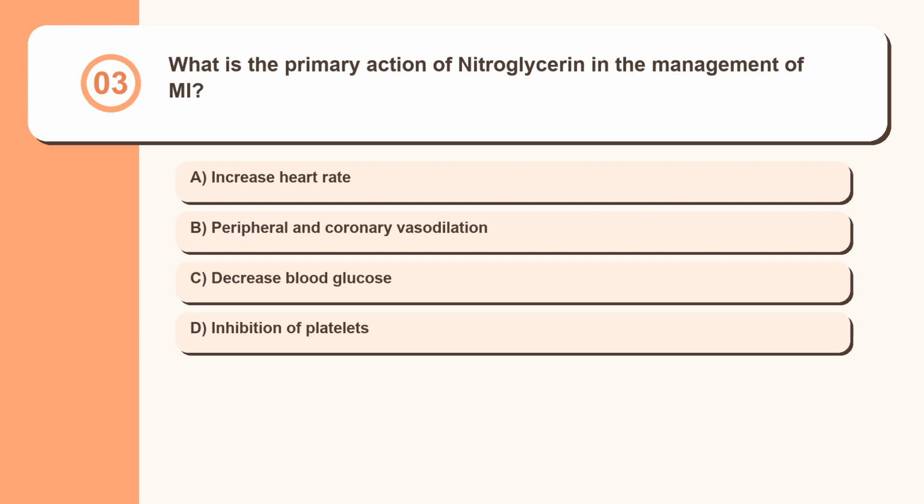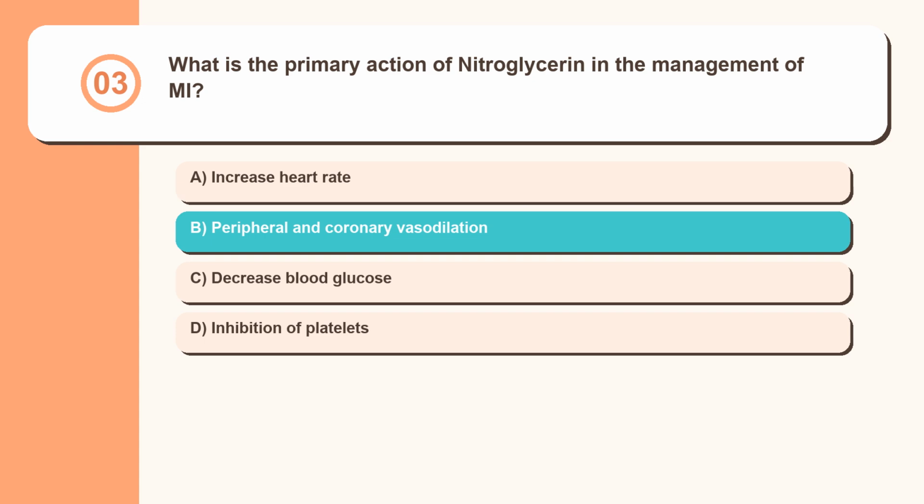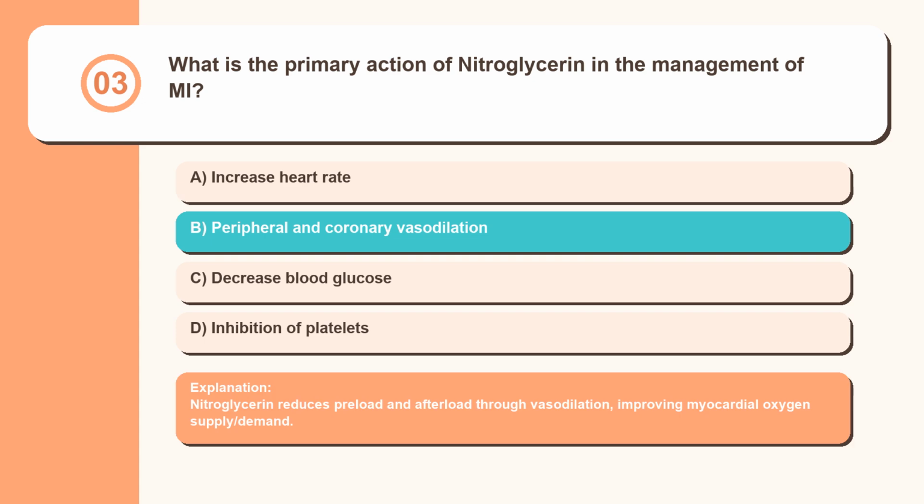Question 3. What is the primary action of nitroglycerin in the management of MI? Increase heart rate, peripheral and coronary vasodilation, decrease blood glucose, inhibition of platelets. Nitroglycerin reduces preload and afterload through vasodilation, improving myocardial oxygen supply/demand.